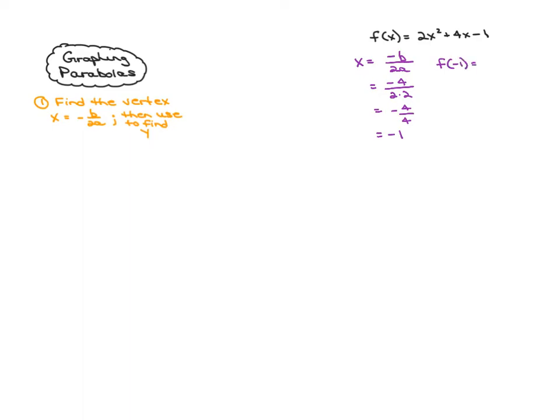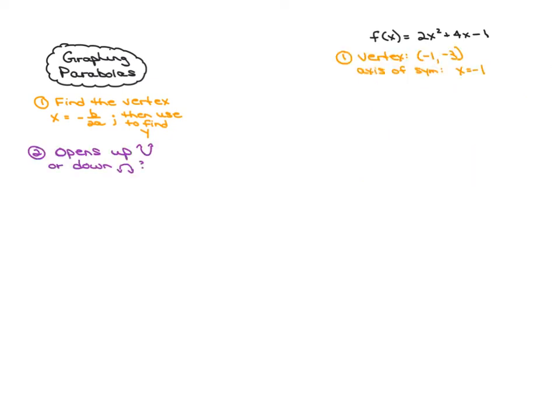So it's going to be 2 times negative 1 squared plus 4 times negative 1 minus 1, which is going to equal 2 minus 4 minus 1. Negative 2 minus 1 more is equal to negative 3. So fabulous, we know our vertex now is the point negative 1, negative 3. And we also have a little bit of an added piece of information that might be helpful, and that is we know the axis of symmetry is also x is equal to negative 1.